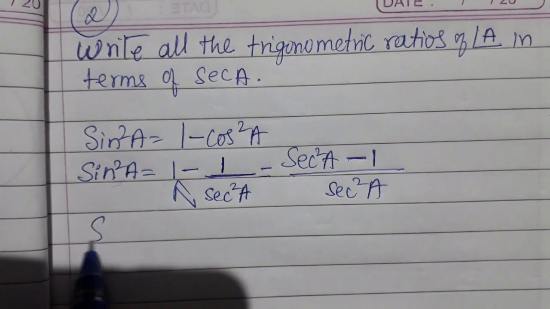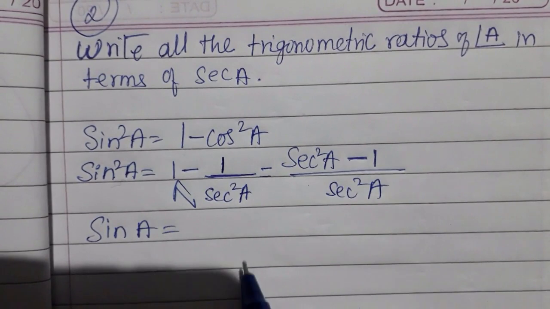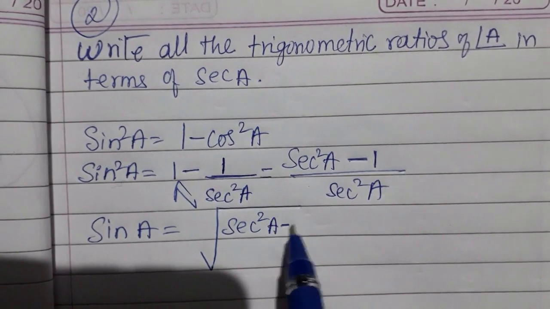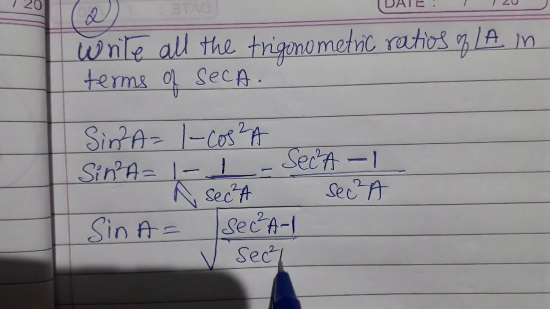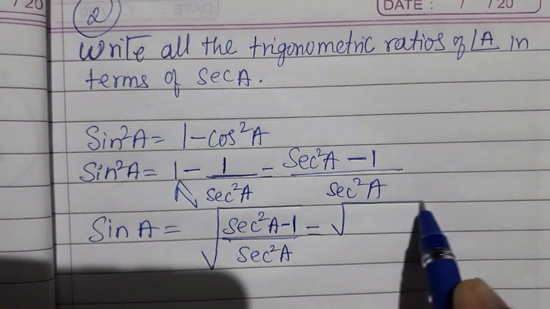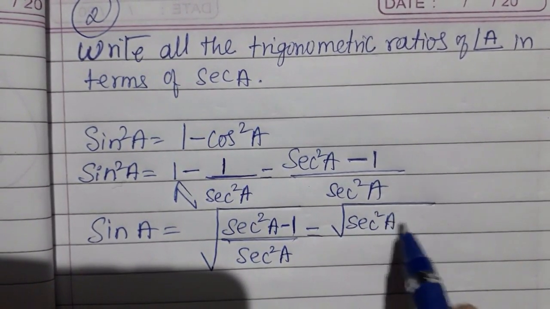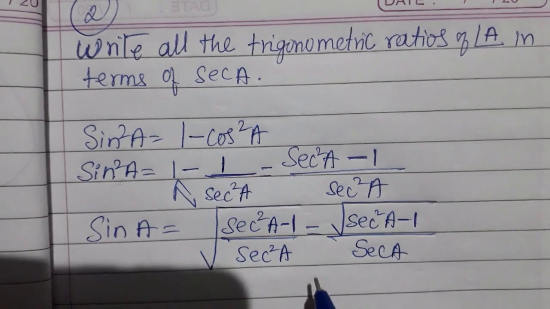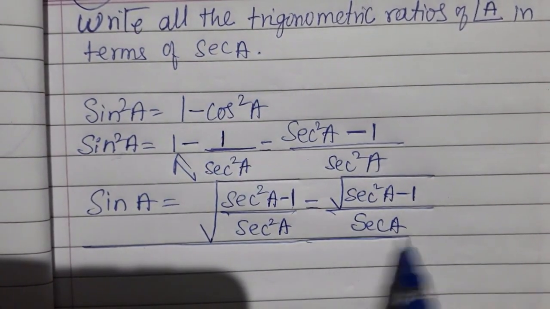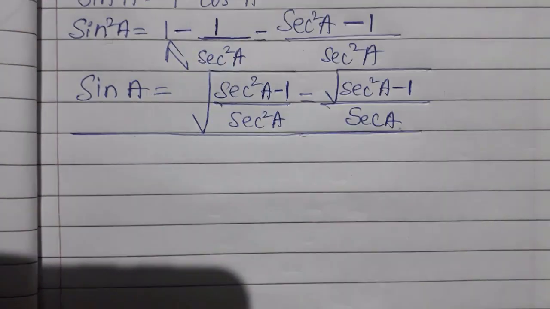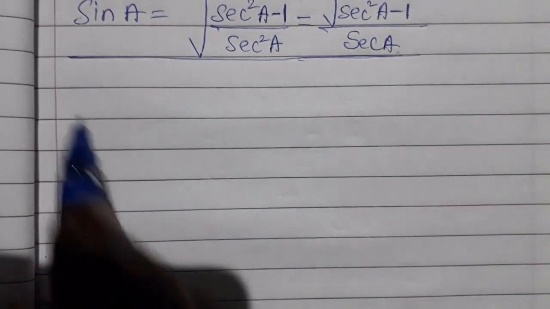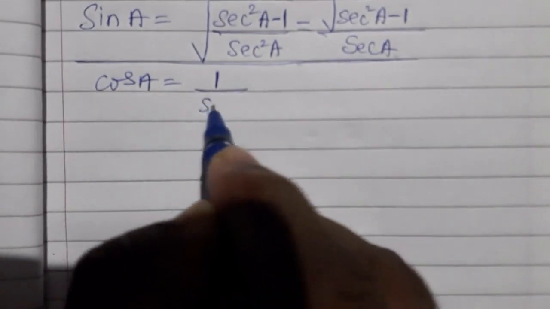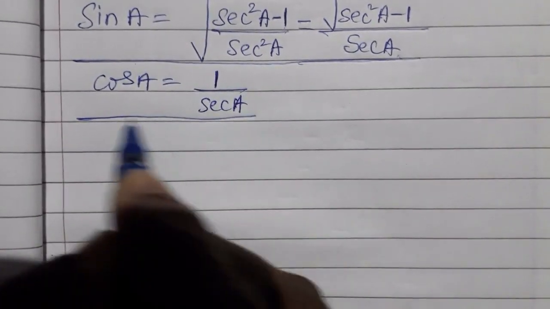But I want sin A. Sin A is equal to square root of secant square A minus 1 by secant square A. This can be written as square root of secant square A minus 1, this you can't remove, by square root of secant square A. When it comes out of the root, it will become only secant A. Now we got sin A in terms of secant A. We know cos A is nothing but 1 by secant A, so we got cos A also in terms of secant.